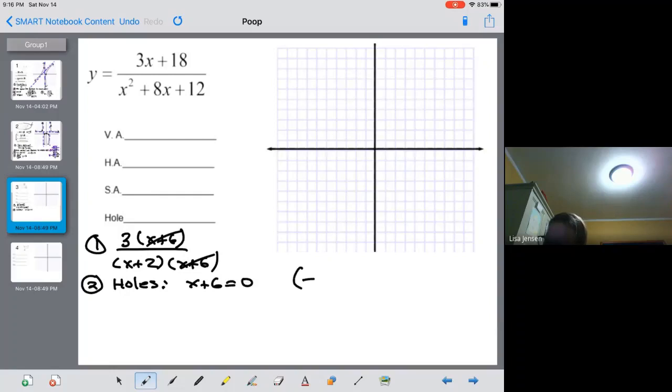So that means that x is negative 6. And y, if we plug that back into what's left, so this is what's left. It's 3 over blank plus 2. So if I replace that with negative 6, I get 3 over negative 4. So negative 3/4.